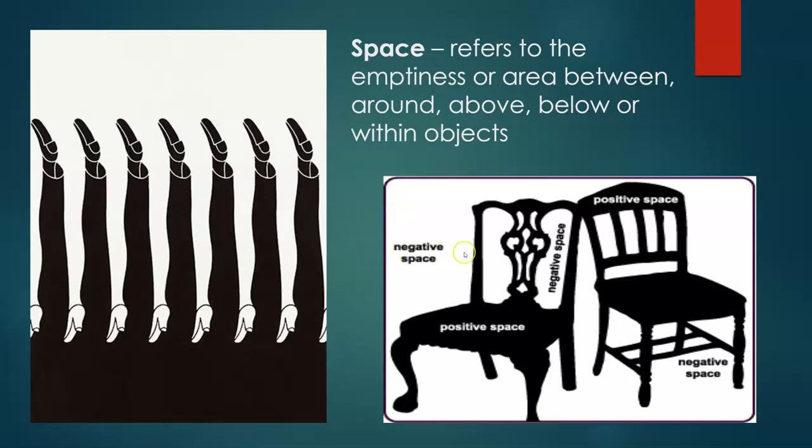And then in this example on the right here, you can see that the chairs take up the positive space within the composition. And when we say composition, we mean the organization of the space within this frame here. And the negative space is all the empty space around it. It doesn't have to be white space. It could be any color. It just means the empty space.